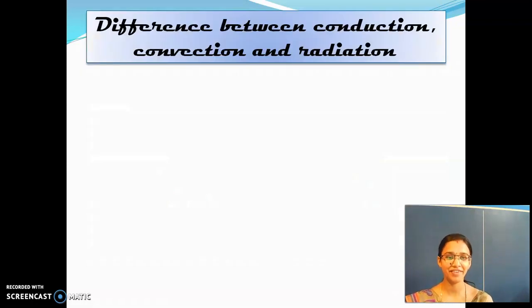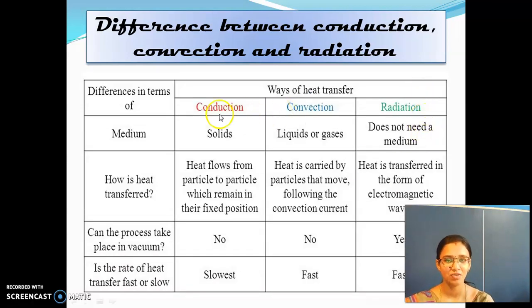Shall we go to the next one? Yes. What is the difference between conduction, convection and radiation? See here, what are the types of heat transfer? Conduction, convection and radiation. So, what is the medium here? Solid. In convection, liquid or gases. Liquids and gases are together called fluids. Very good. Radiation does not require any medium. So, how is the heat transferred here? I told you about the arrangement of atoms.